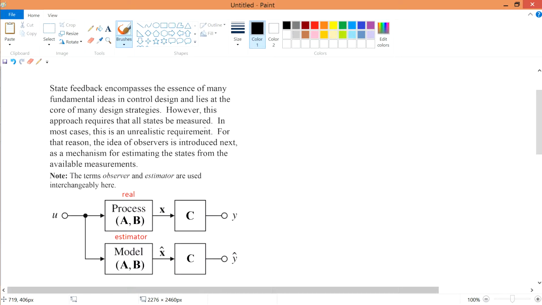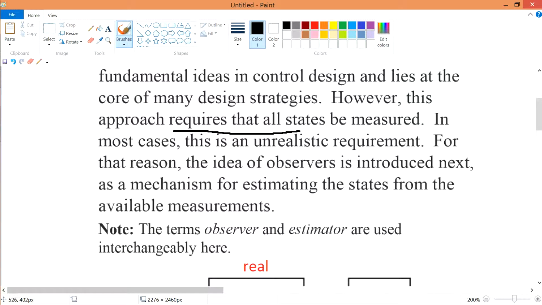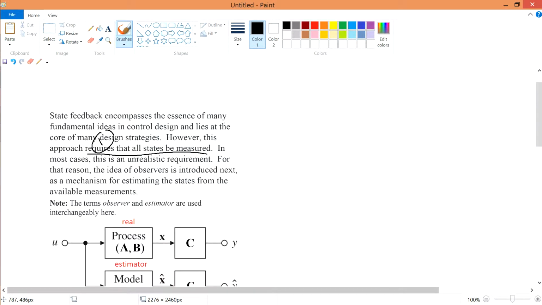The first point is that it requires all states to be measured. All states have to be measured, because if you want to observe certain things, you need to observe everything. If you want to design any observer, you need to know how that particular thing works, in order to design based on whatever you see. However, this is an unrealistic requirement, because you cannot model all states.